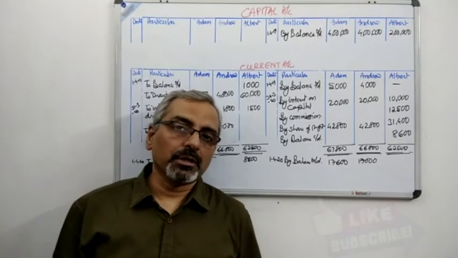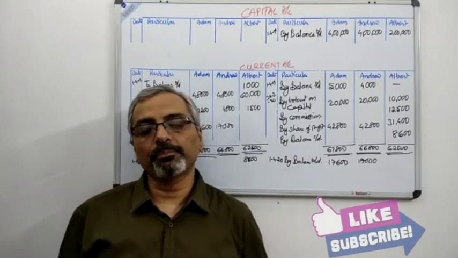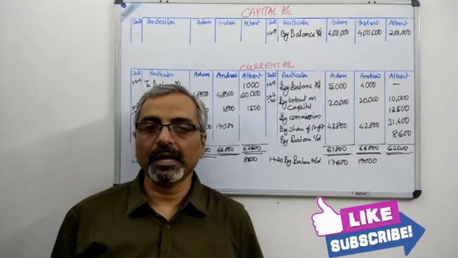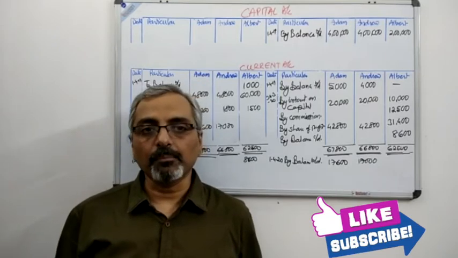In my next lecture, I will take a sum in which we'll obviously continue with the preparation of the fixed capital. That means we are continuing with the capital account and the current account, but we'll come up with more types of adjustments.